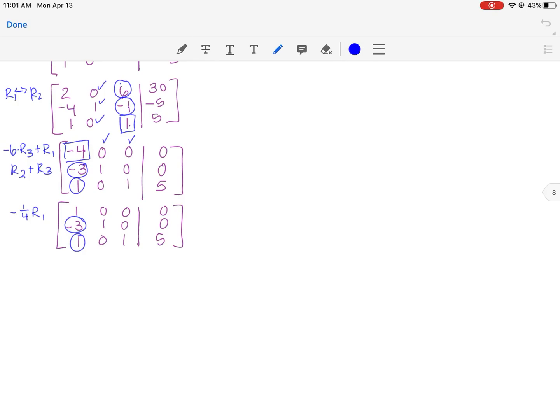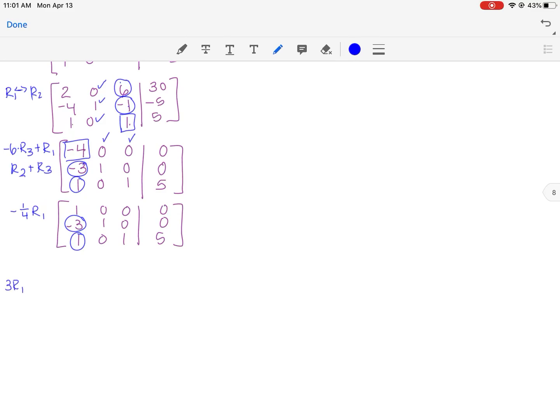Okay, so now we're going to make this first column all set up. We're going to make these both zeros. The way we do that is we take that first row, such that we won't change the other ones that we've already made. We're going to do 3 times row 1 and add it to row 2. And because a +3 plus a -3 cancels, we're going to do -1 times row 1 plus row 2.